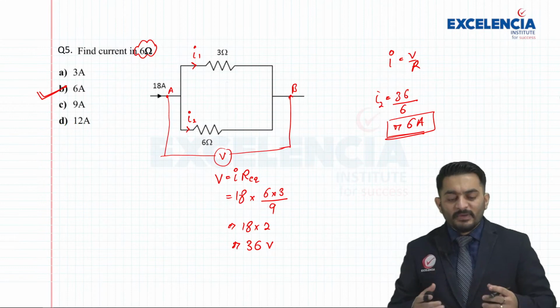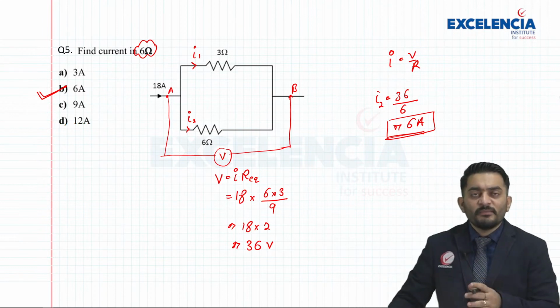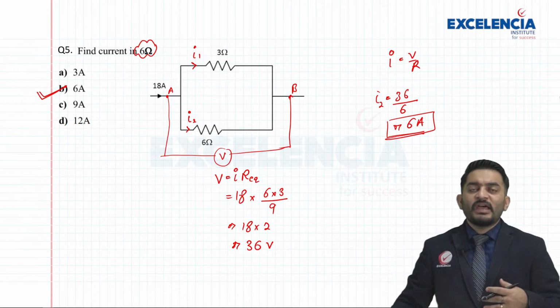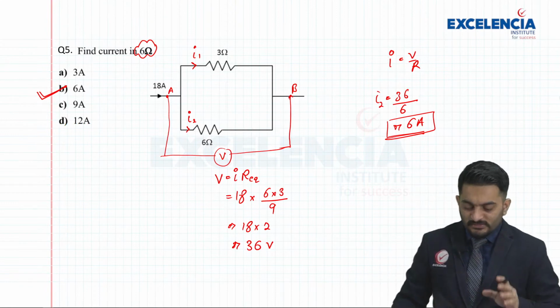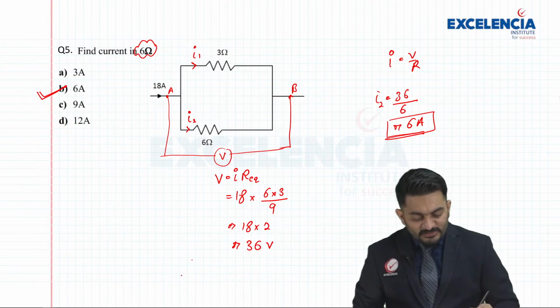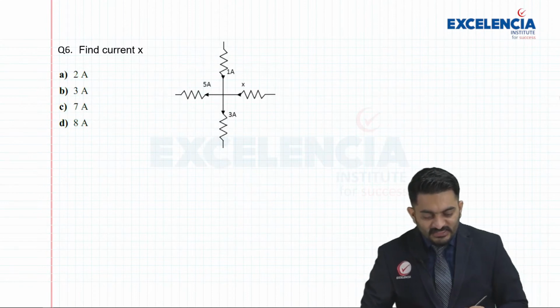Very basic approach, but you need to understand the values which you are considering. In a similar way, you have to approach that question, and you can break the question down according to you. There can be a different method also, but this is the easiest method which we can apply to get the answer. Okay, now let's move to the next part, which is question number 6.